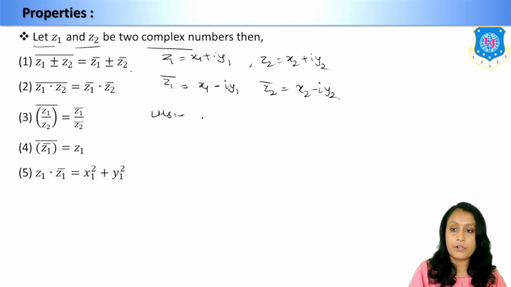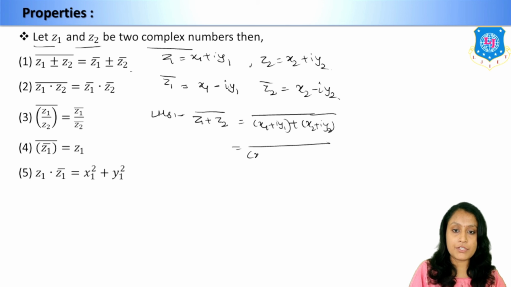So firstly we'll solve the left hand side. For that we'll solve for plus: conjugate of z1 plus z2 is equal to what? Now z1 is x1 plus iy1, and z2 is x2 plus iy2. Now add them: real parts together and imaginary parts together. So x1 plus x2 plus i times (y1 plus y2). Now take the conjugate. So in place of plus here we have to write minus. So x1 plus x2 minus i times (y1 plus y2).